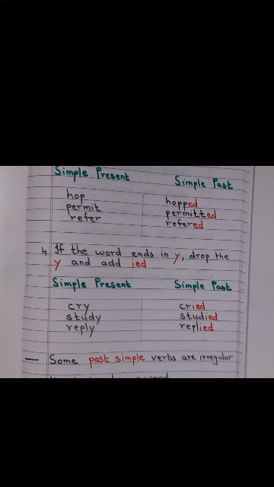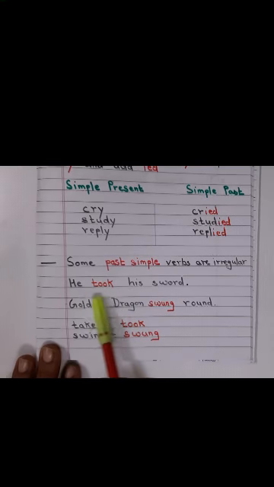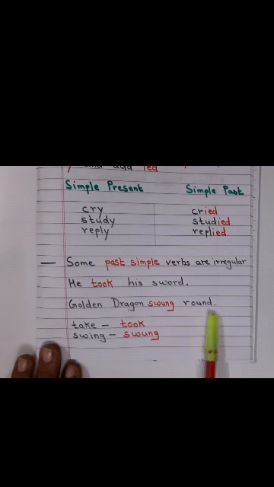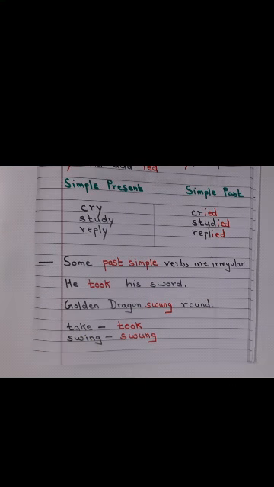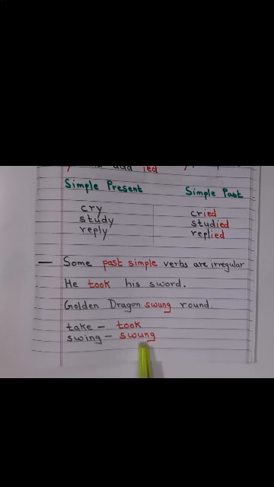Now, children, some verbs are irregular also. We have done this, children. Yes, what are irregular verbs? Think. They follow a different spelling pattern. Okay? That doesn't go with d and ed. Like this one. He took his sword. Golden dragon swung around. So, take, children, we don't say taked. Do we say taked? No, it's took. Do you see? Irregular spelling pattern. Swing is swung. Okay, so these are irregular verbs.